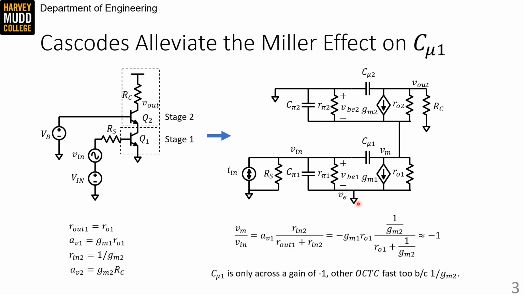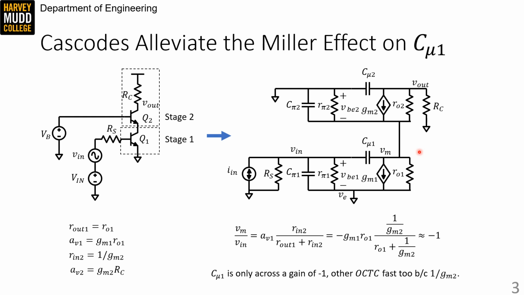The gain from the input to the M node is pretty close to -1. It's given by the gain of the first stage times the interstage loading. The gain of the first stage is -GM1 RO1. The interstage loading, if we say that 1 over GM2 is much smaller than RO1, cancels out the RO1 term and the GM1 term. So you have a gain of about -1 from Vin to VM. That means the VM node doesn't move much, and as a result, CMU1 doesn't get heavily Millerized. The swing across CMU1 is only twice as large as it would be if you were just moving Vin on its own.